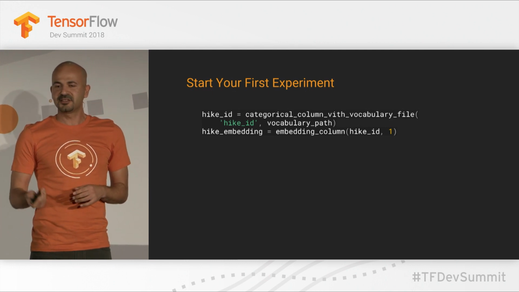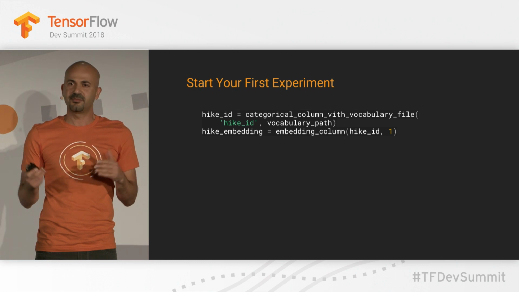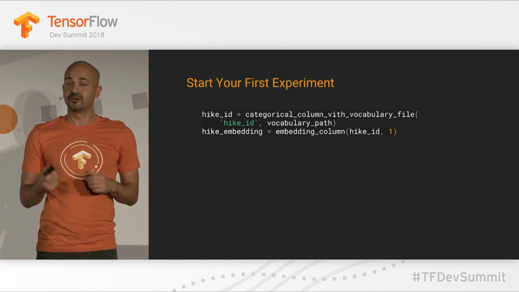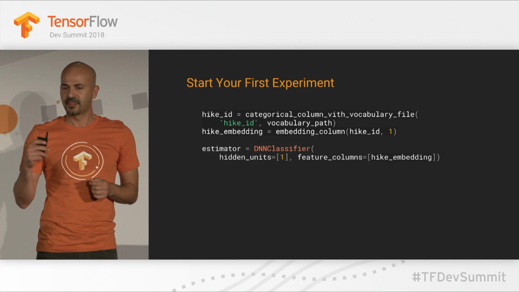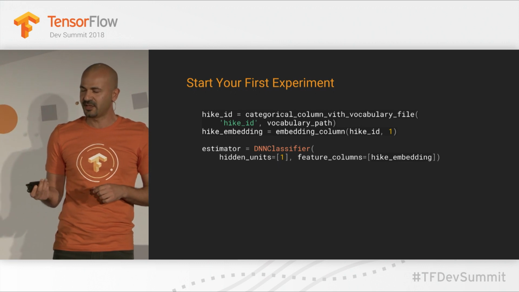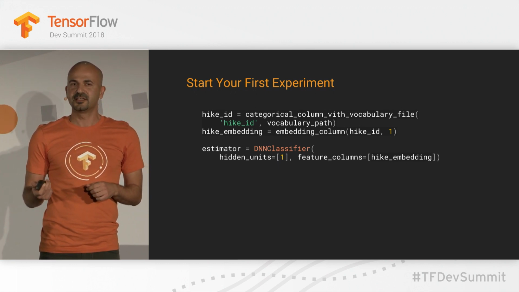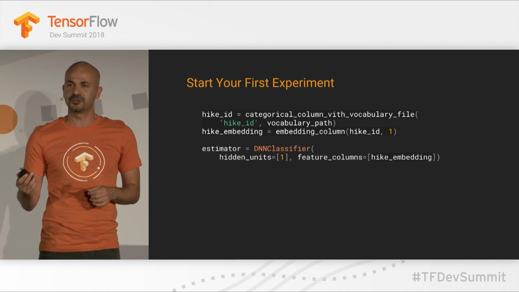I will talk about embedding columns, but in this case, let's say you are using hike ID, it may be a hike name or an identification, as a single feature to your model. And let's say you instantiate a DNN classifier with hidden units of 1. So what this will learn is the average label for each hike ID. So that may be a good baseline for your overall progress.